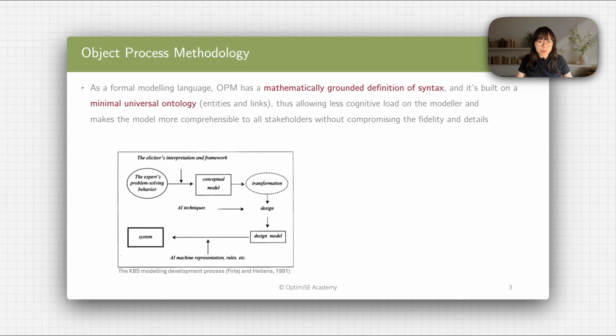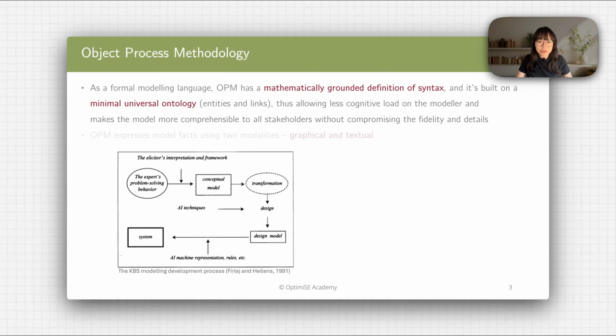This framework is built on a minimal universal ontology that consists of only 2 elements, entities and links. Ontology in this context is like a set of alphabet, which allows us to compose descriptive and long passages. By having such a minimal yet expressive ontology, OPM allows us to model even the most complex systems without losing any fidelity and details and still maintain the simplicity of it so that it is easily comprehensible for all of the different stakeholders, regardless of whether they are engineers or not.